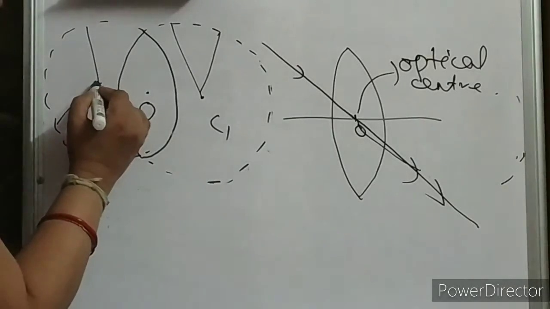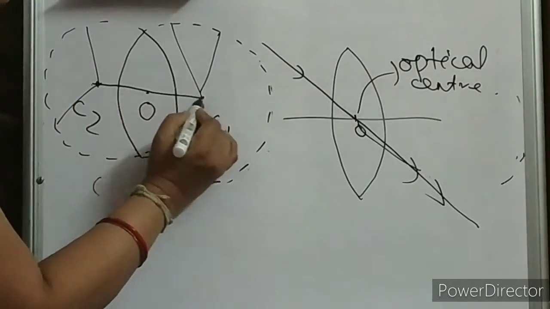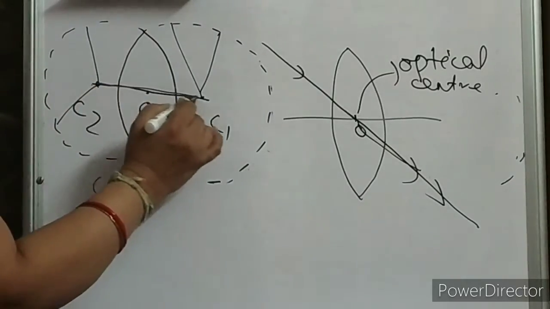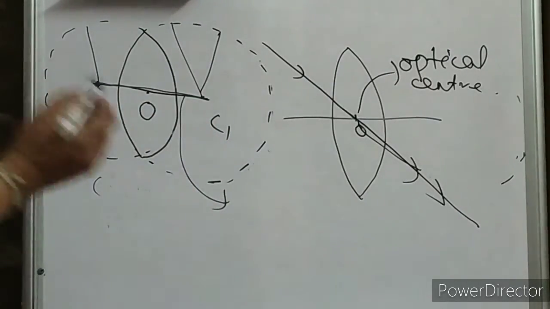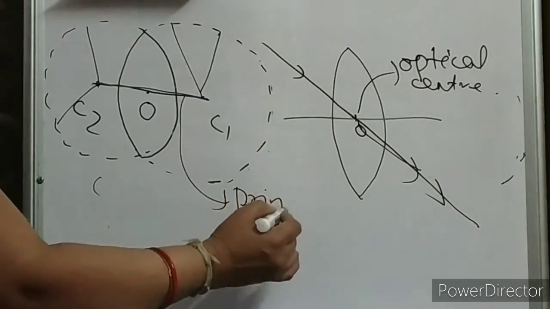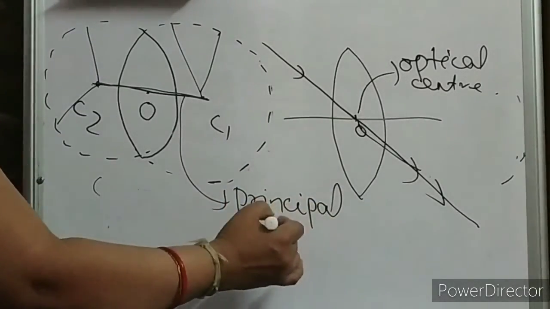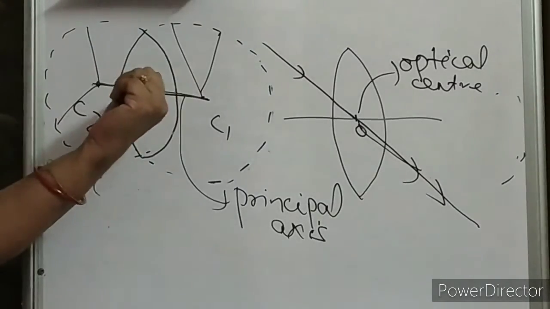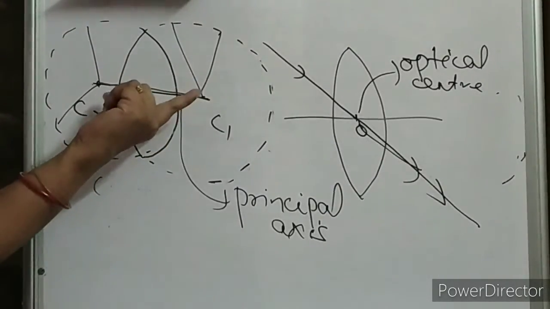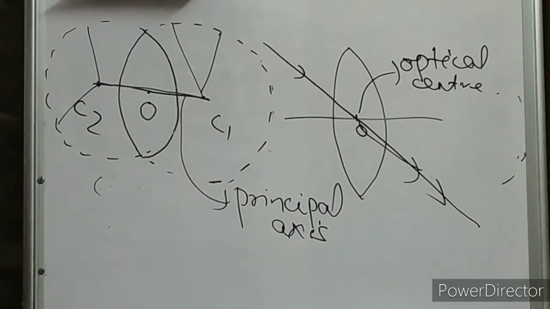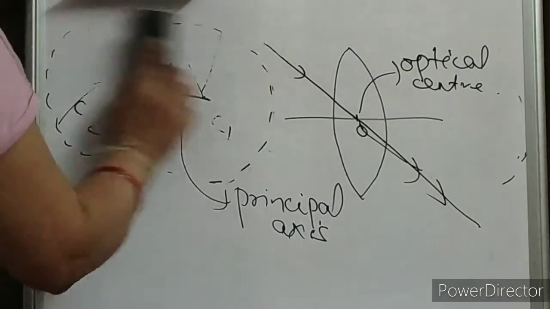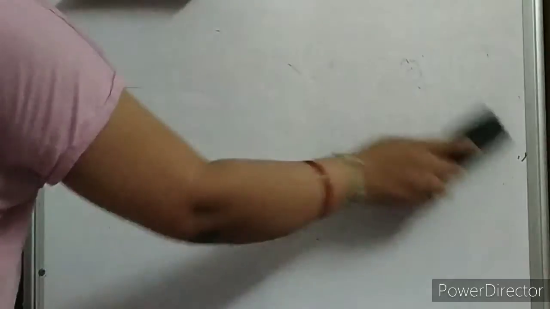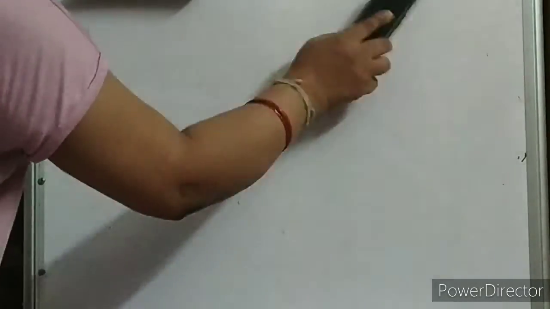Now join these three: the two centers of curvature and the optical center. What is this line called? This is nothing but, you know this, the principal axis. Clear, children, what is the principal axis? The line joining these three points, the optical center and the two centers of curvature, is known as your principal axis. So we have discussed the optical center, center of curvature, principal axis and radii of curvature.